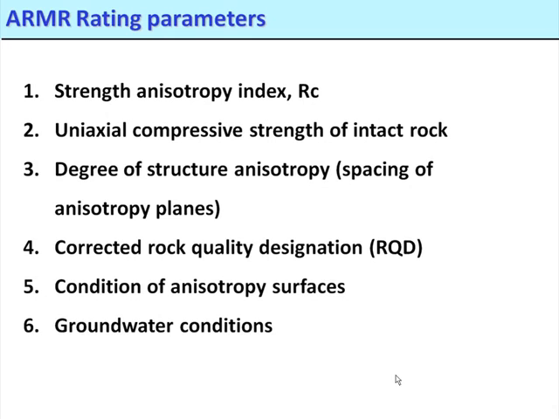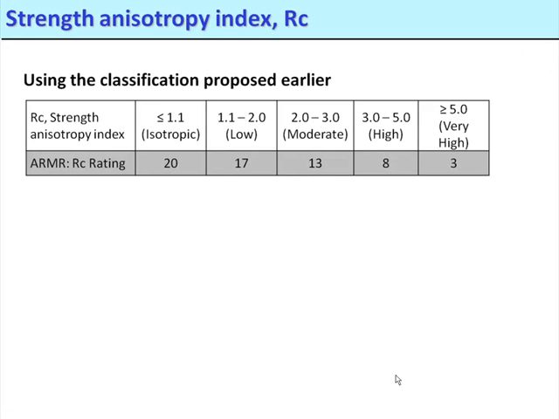Now, six parameters are used: the strength anisotropy index, the uniaxial compressive strength of intact rock, the degree of structural anisotropy, which is practically defined by the spacing of the anisotropy planes, the corrected rock quality designation, the condition of anisotropy surfaces, and the groundwater conditions.